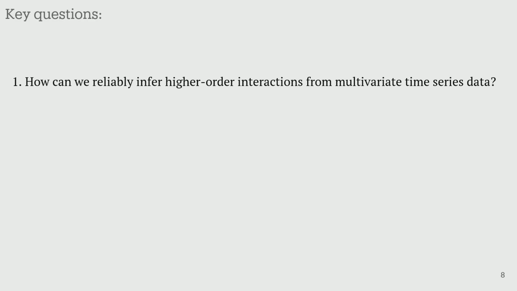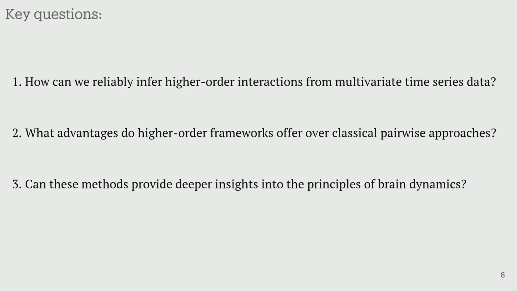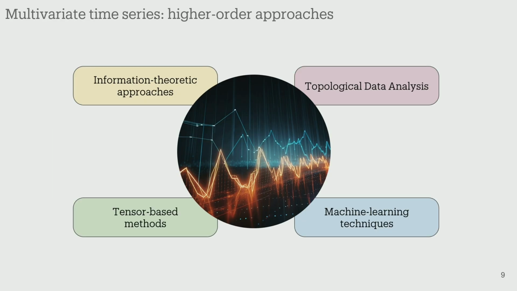So think about MEG, EEG, or fMRI, for instance, and whether this kind of approach that models not only pairwise interaction like a network, but something more than that, can offer more than classical pairwise approaches, and if so, can we get a better insight into brain dynamics? There have been different branches, and today we are going to see a few of these in these talks. From information theoretic approaches, which are now more widespread, to, on the other side, the topological approaches. And then you have a few others, based on tensor methods or machine learning techniques.